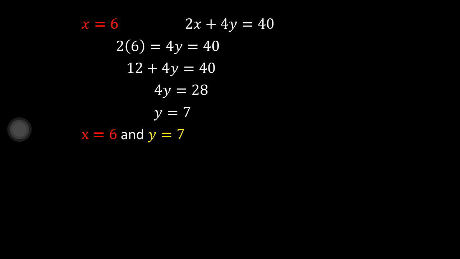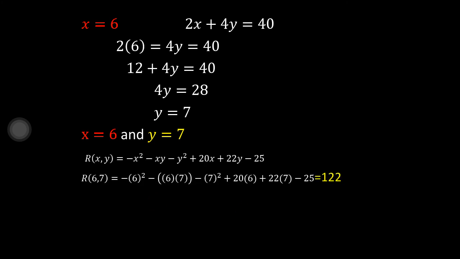So, yung critical point natin is 6, 7, and hanapin natin yung pangatlong critical point, which is 122. Paano natin nakuha? Substitute natin yung nakuha nating value ng x and y sa original function. So, negative 6 squared minus 6 times 7 minus 7 squared plus 20 multiplied to 6 plus 22 times 7 minus 25 is equal to 122. So, 6, 7, and 122.